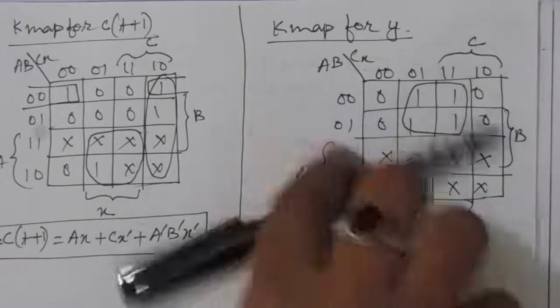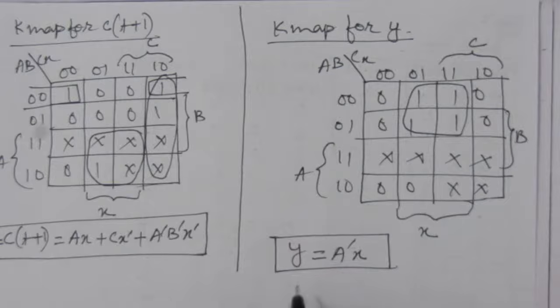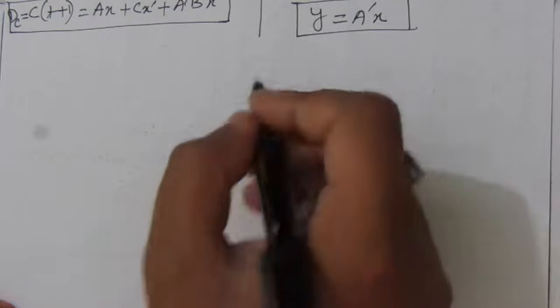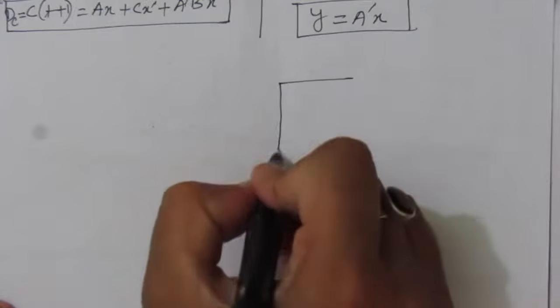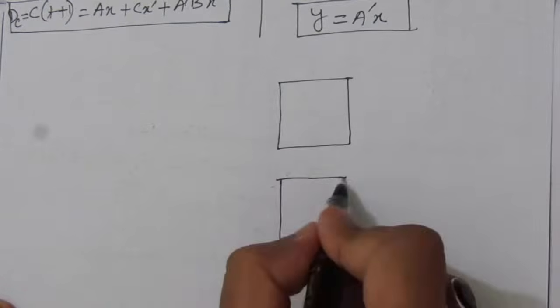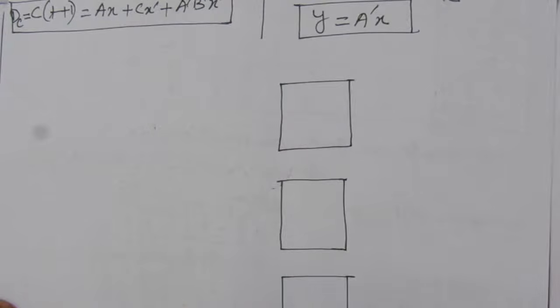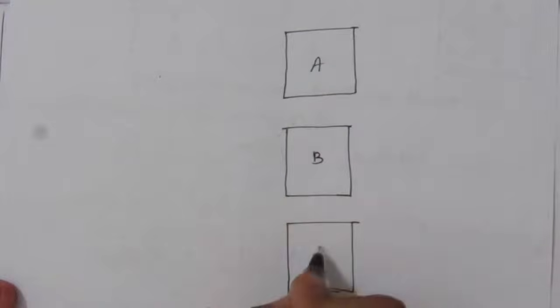So we have got the expression for a of t plus 1, b of t plus 1, c of t plus 1, and output y. That is, we have found out the next state expression and output expression. Now let us design the circuit. So we'll have three flip-flops, A, B, and C. Suppose this one is one D flip-flop, this one is the second D flip-flop, and we have this third flip-flop.